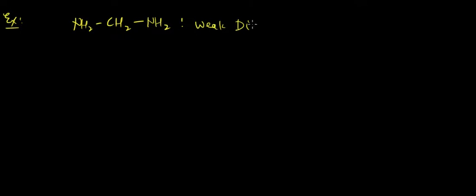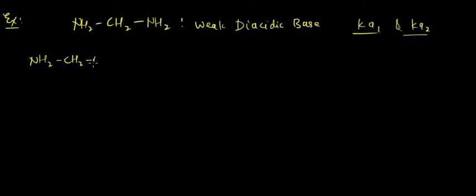Okay, hi guys, so we'll be continuing on seeing more on the calculation of pH. So let's say we have a compound which is a weak diacidic base. Okay, so we have Kb1 and Kb2 as the ionization constants for the two H plus. So let's begin with the first addition of H plus on this compound.